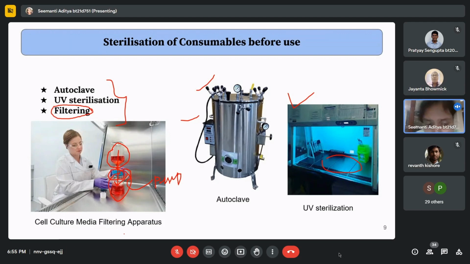Media generally needs to be prepared under supervision, because we do not want the main media to get contaminated, or else whole cells, whatever you have in your incubator, will get contaminated. So the filtering apparatus that we are using here needs to be autoclaved and sterilized before passing the media containing FBS through these filters.